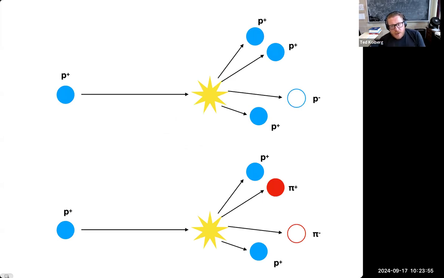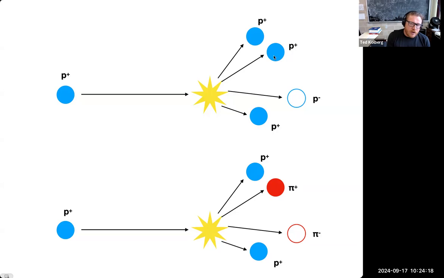The main problem in doing this experiment is that it's not so easy to convince yourself that what you've produced are actually the antimatter equivalent of protons, because there's another particle which will be copiously produced in these interactions, which also has a negative charge, and that is charged pions.